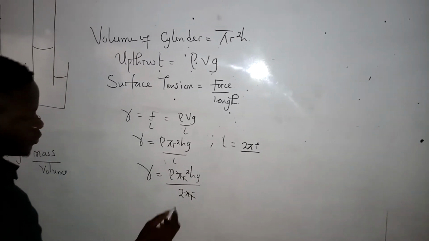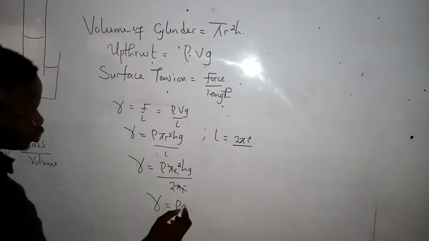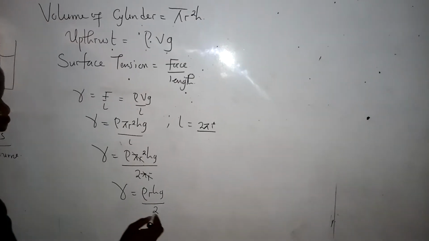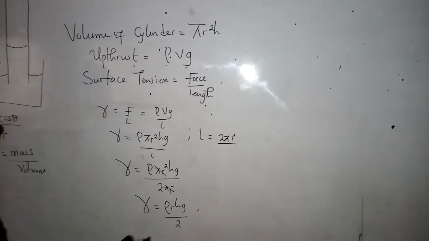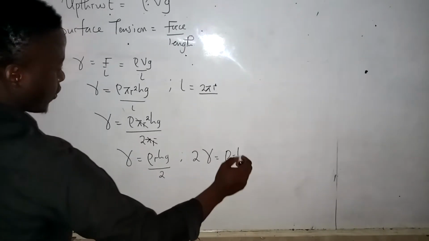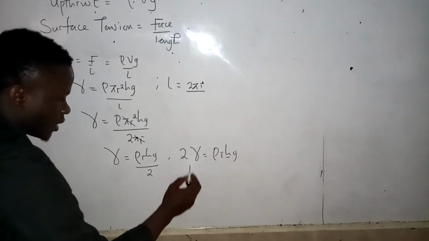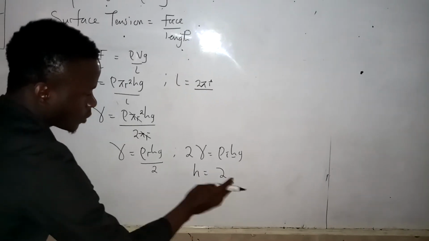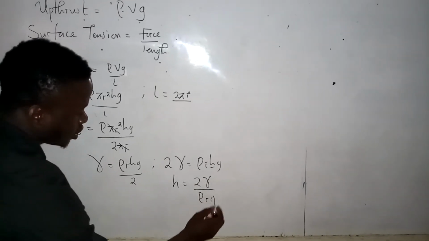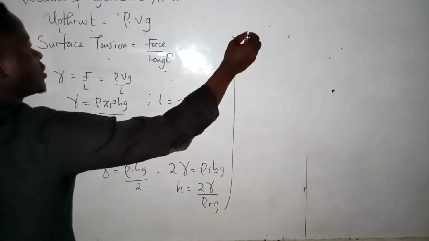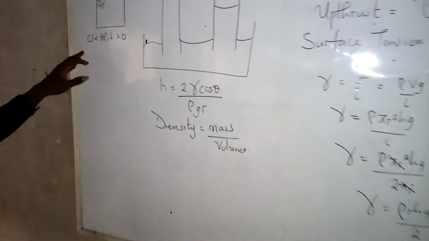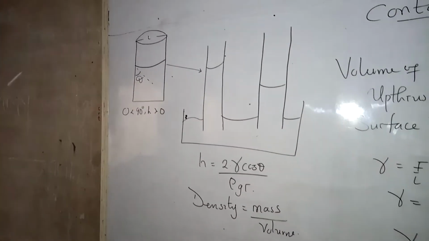Bringing this out, we have gamma equal to rho hg all over 2. That is, we have 2 gamma equal to rho hg, whereby our height h will give us 2 gamma equal to rho r g. So this is the height of the surface tension, where the angle is less than 90 degrees or greater than 0 degrees.